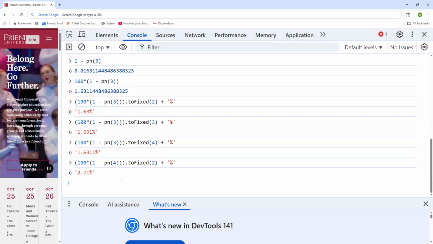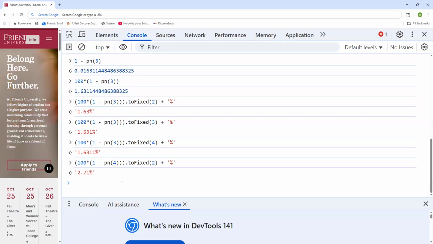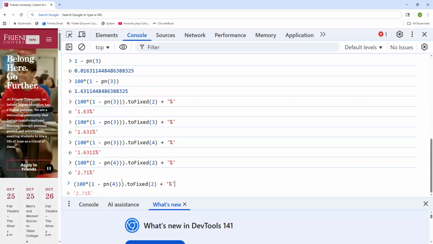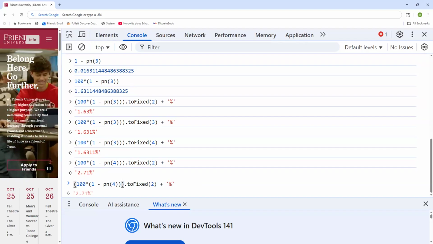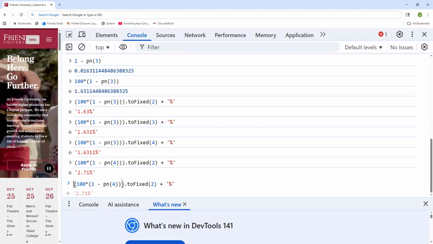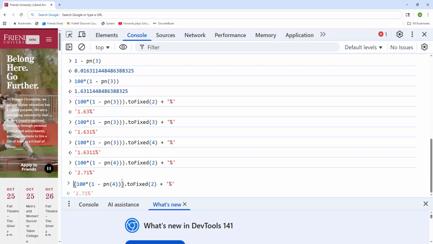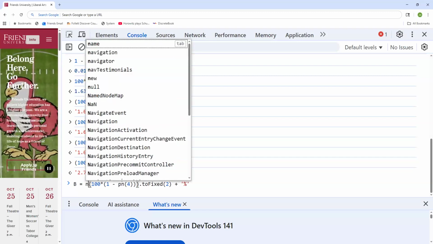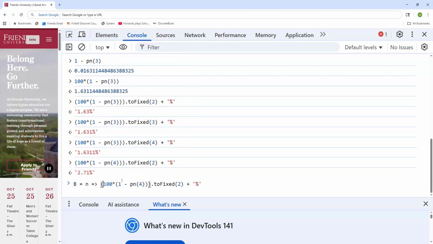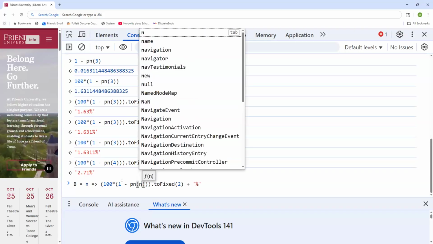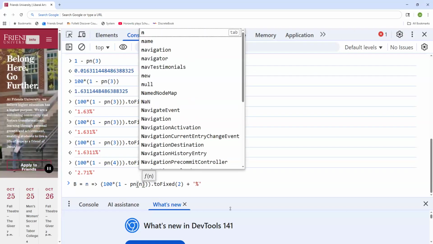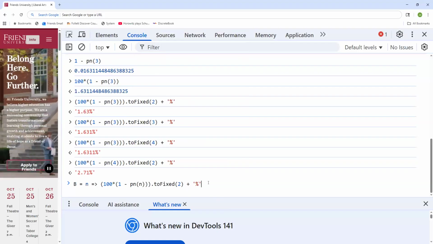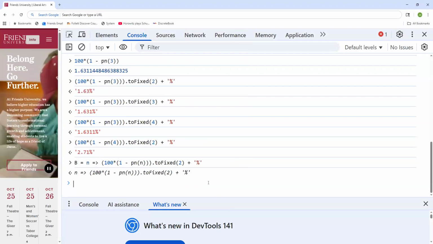In fact, it's silly to edit that line of code like that and change a big line of code. We should make that into a function, right? So let's create a function that returns that. I'll call it B for birthday probability. B equals, and it accepts a value of n, and it runs this block of code where it plugs n into that formula Pn. And then it rounds it off to 2 decimal places and puts a percent after it. So that's the function B.